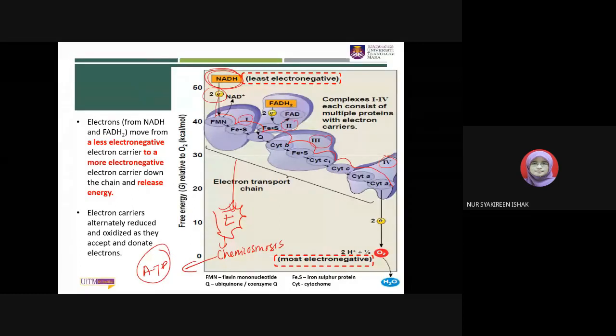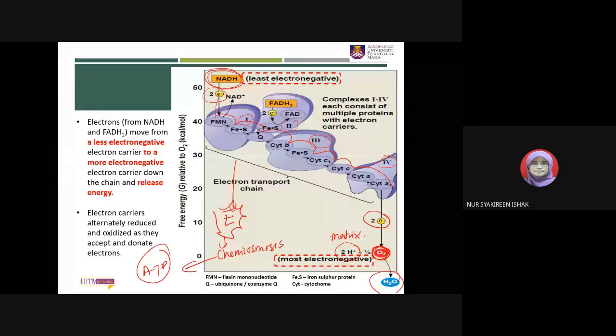Okay. So lastly, when the energy is transferred from one carrier to another carrier, it is received by the last electron acceptor, okay, which is oxygen molecule. Ingat, oxygen molecule is the last electron acceptor. Bila dia bergabung dengan elektron, dia akan juga bergabung dengan hydrogen ion in the matrix dan dia akan jadi air.